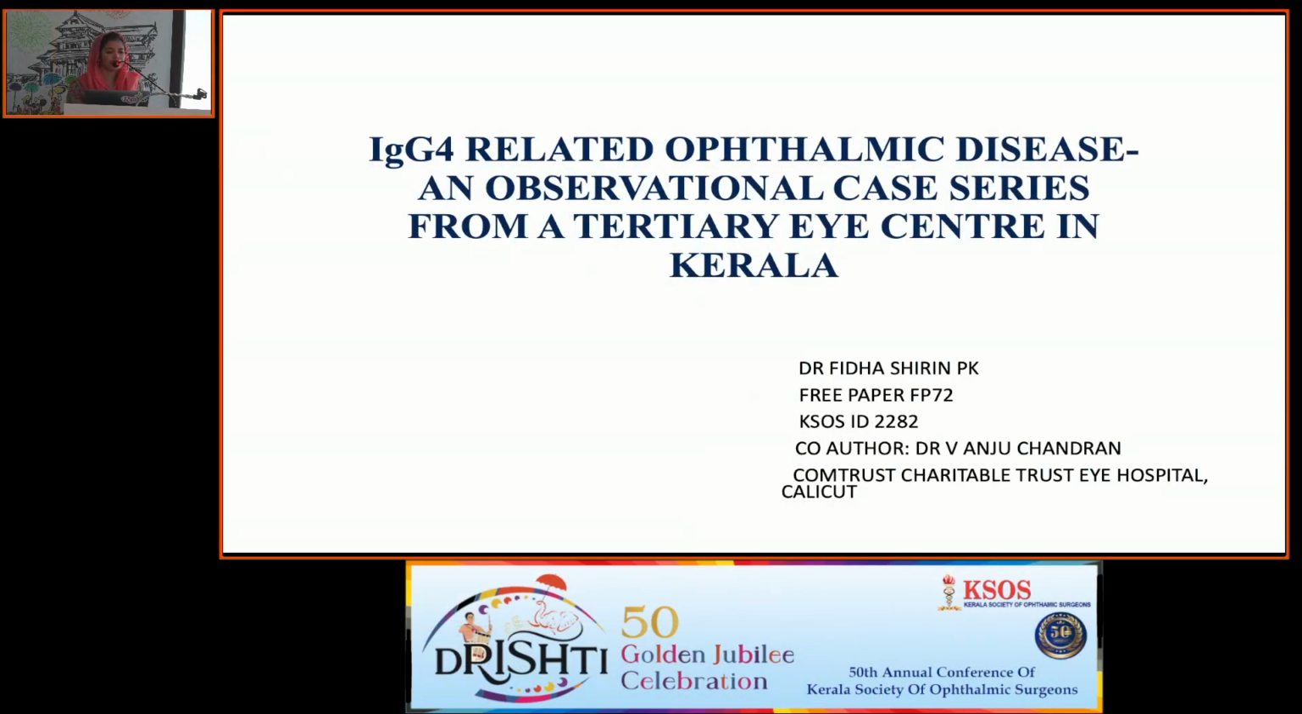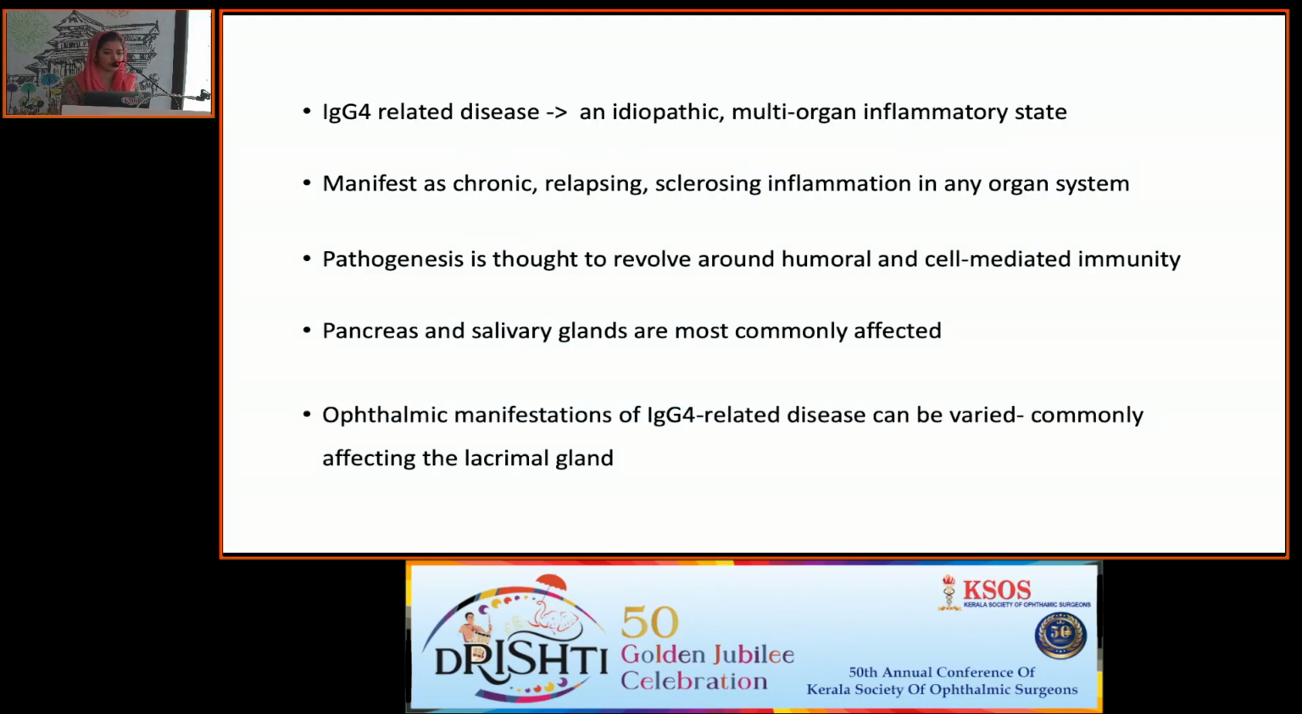Good morning, everyone. My paper is on IgG4 related ophthalmic disease, an observational case series from a tertiary eye center in Kerala. IgG4 related disease is an idiopathic multi-organ inflammatory state. Manifests as chronic relapsing sclerosing inflammation in any organ system.